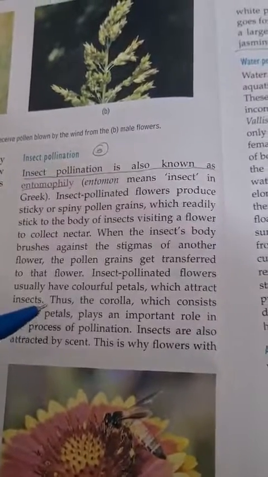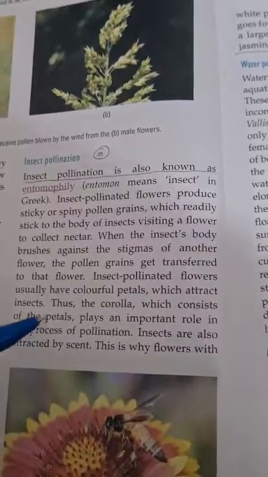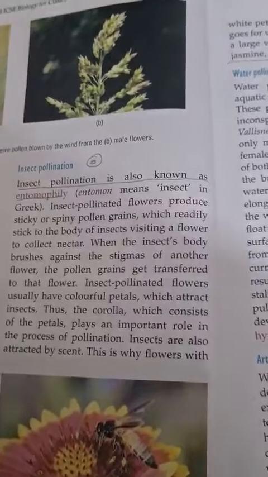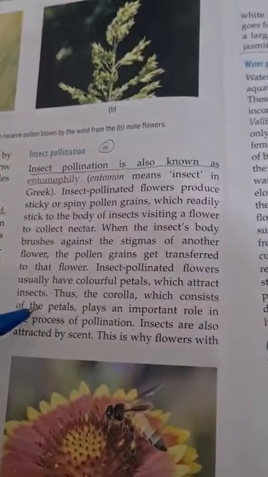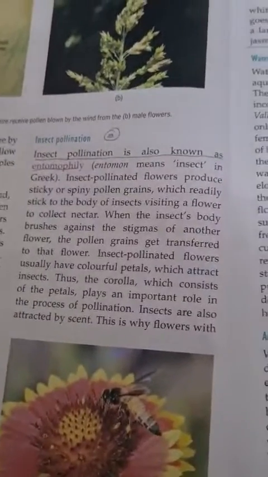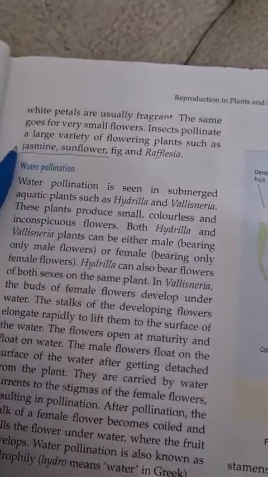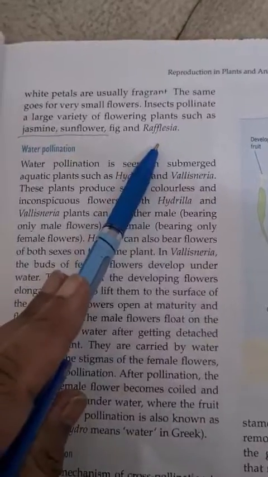The stigma of these flowers is sticky. It is sticky to receive pollen grains when an insect sits over them for sucking of the nectar. After this, the examples of insect pollinated flowers are sunflower, jasmine, fig, or the largest flower, Rafflesia.